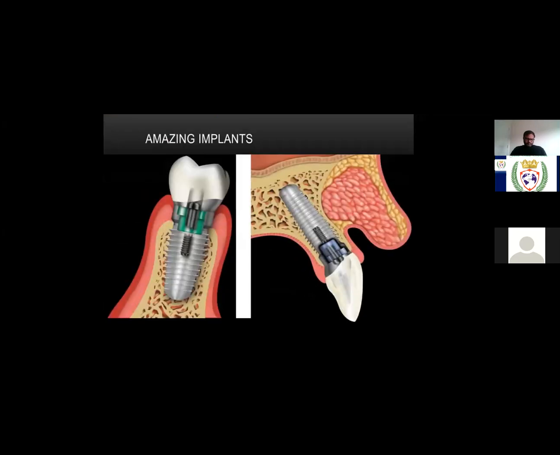Now, I feel implants are amazing because they integrate with the bone and they work in the oral cavity. So osseointegration, all of you understand that it's a phenomenon where titanium integrates with the osseous tissue of the human body, and that provides a foundation for building our prosthesis.